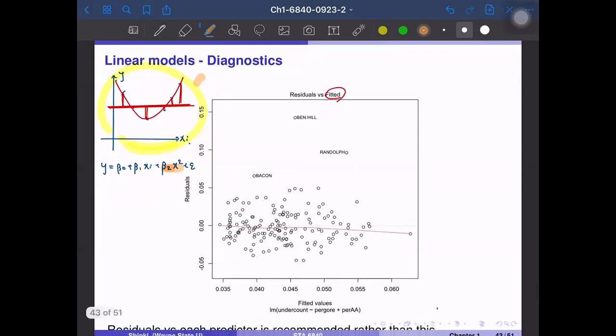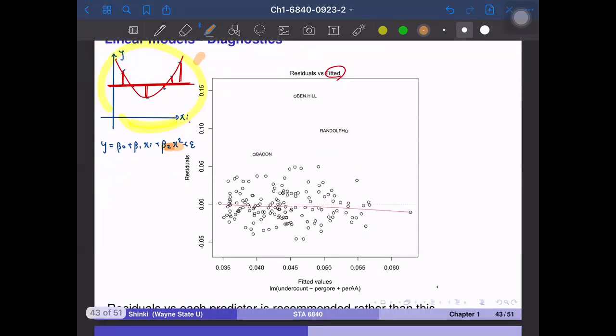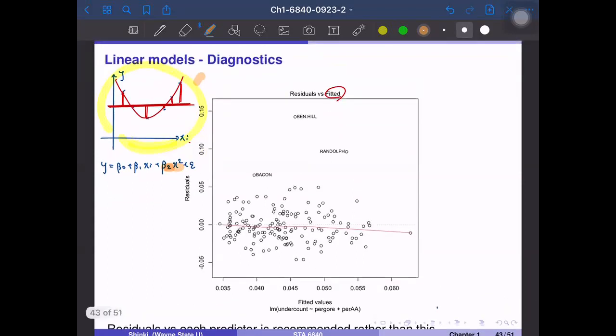Okay, and the residual versus fitted graph is very similar because fitted values equal beta naught hat plus beta 1 hat x if we only have one predictor. If we only have one predictor and we ignore the constant term, basically the fitted value is just a linear function of x. So we can detect this kind of pattern in this residual plot.